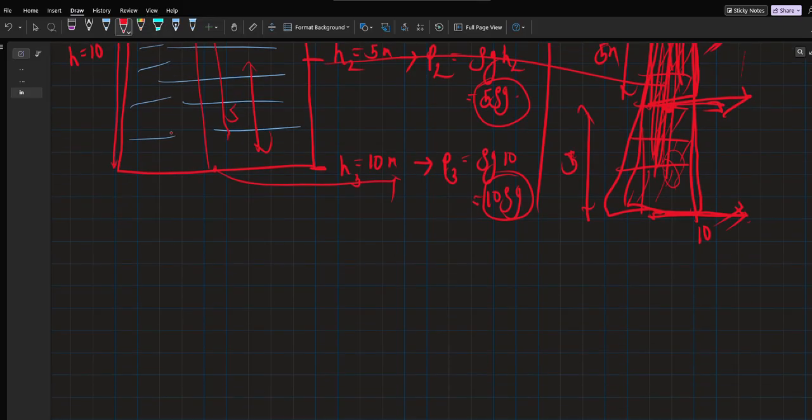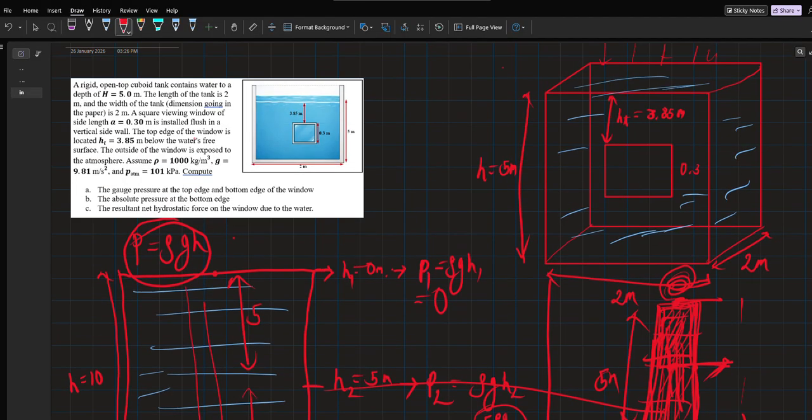Now moving forward, we'll use this same analogy to solve the first problem. It asks for the gauge pressure at the top and bottom edge of the window.